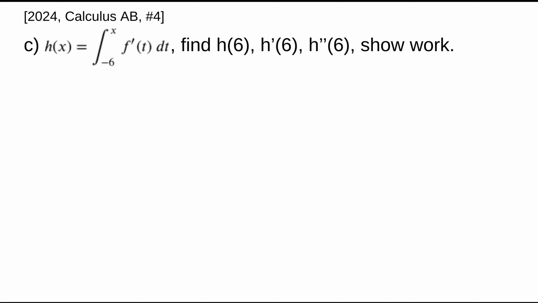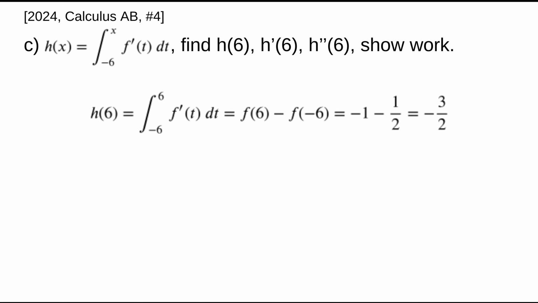In part C of the question, we define h of x to be the integral from -6 to x of f prime of t dt. And we are asked to find h of 6, h prime of 6, and h double prime of 6, and to show our work. All right, so h of 6 would just be the integral from -6 to 6 of f prime of t dt, which is just f of 6 minus f of -6.